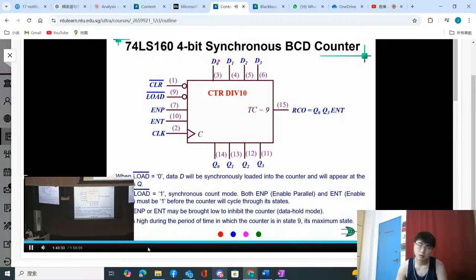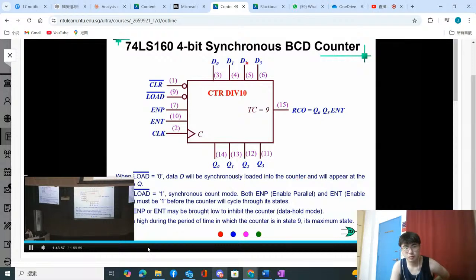So here you have inputs D3, D2, D1, D0. Then you have a clear signal to clear the output. You have a load signal to load the input in. Once you load the input in, when the load is equal to 0, data D will be synchronously loaded into the counter and will appear at output Q.